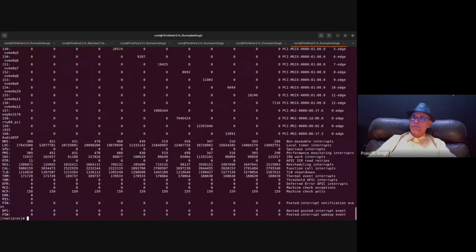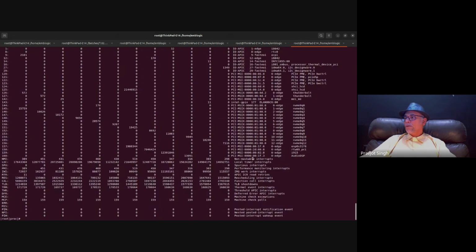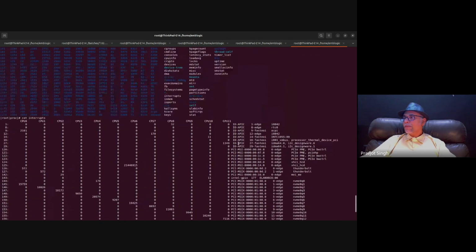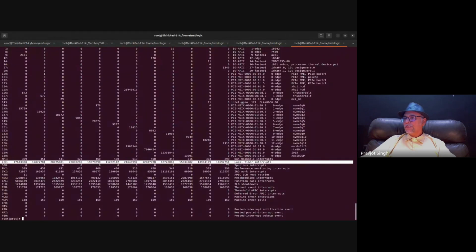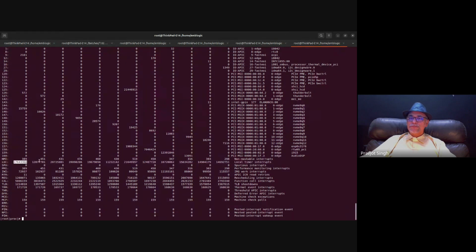This is the uptime. Where are the ticks? This is the ticks, on all the 12 cores, the count of ticks. My system is on since these many ticks.